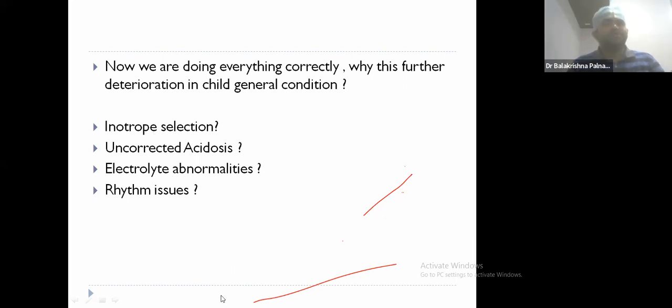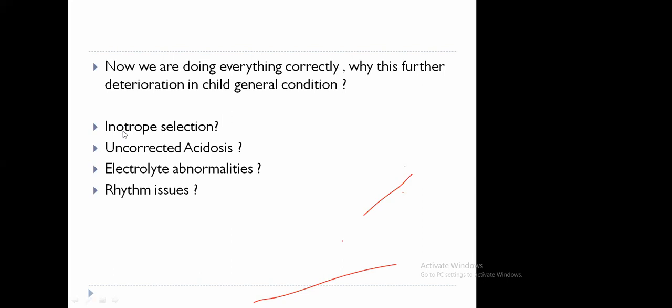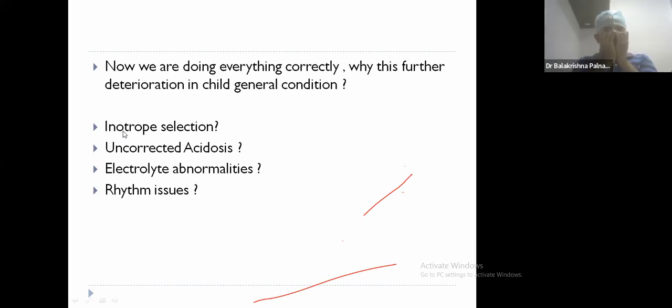Is it your inotrope selection, or is it uncorrected acidosis, or electrolyte abnormalities, or other issues? What do you think in this particular child of these four causes? Anyone? Uncorrected acidosis. Okay, so whenever you think you started everything correctly and still your BPs are not getting better, you need to think of uncorrected acidosis.